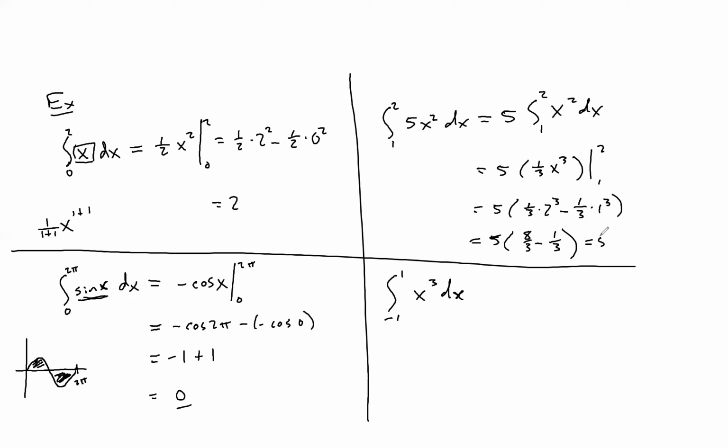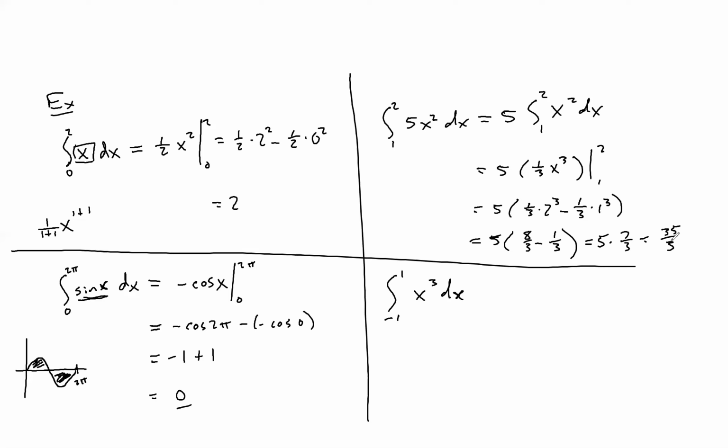So that's 5 times 7/3. So we have 35/3 as our final answer. All right. How about this last one on this page?